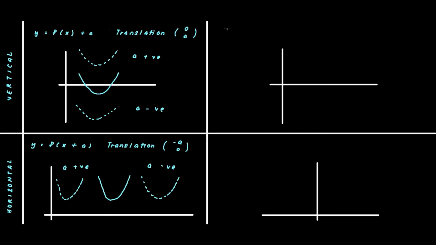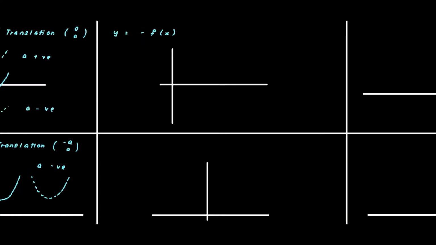So the second one, we talk about reflection. For a vertical one, we have y equals negative f(x). Okay, so for this part, it means we have a reflection in the x-axis.